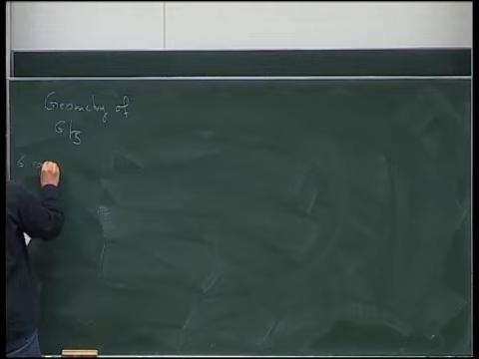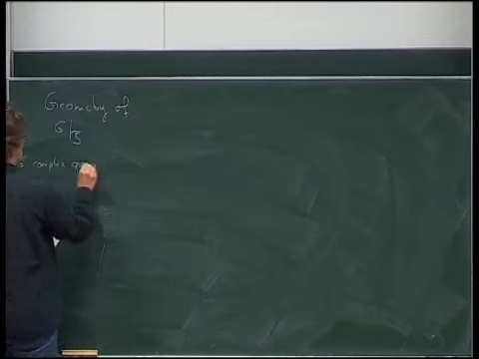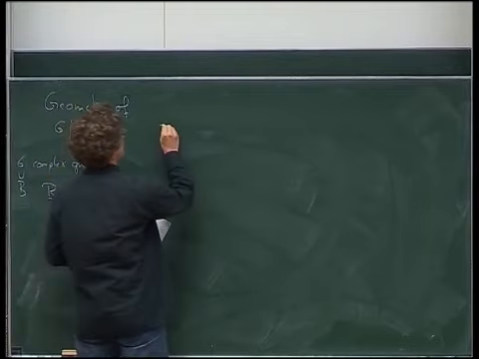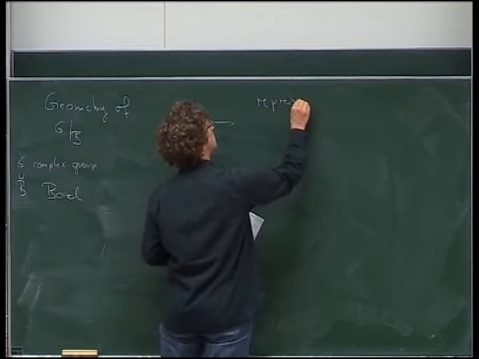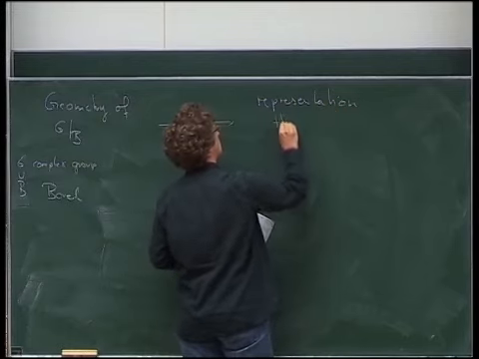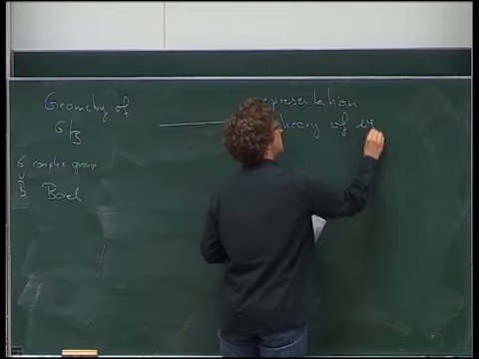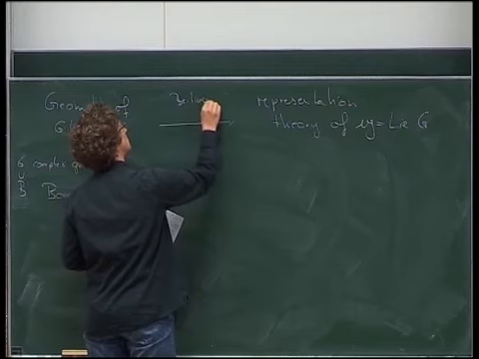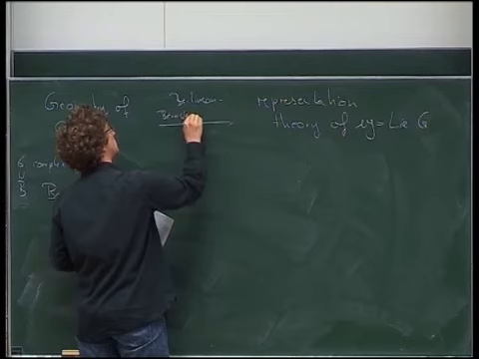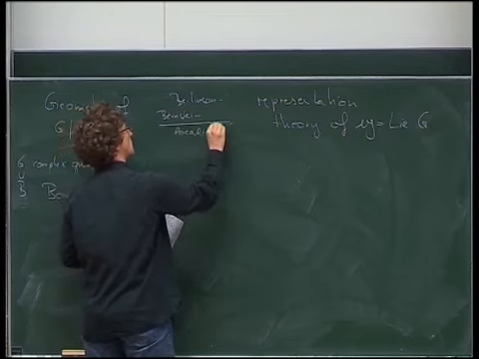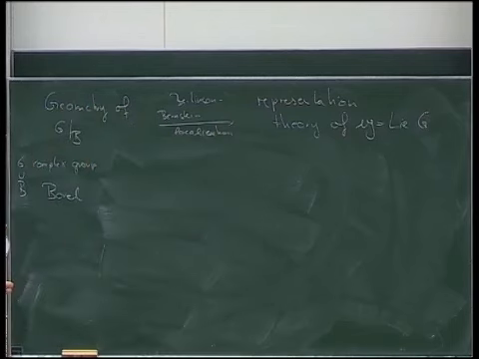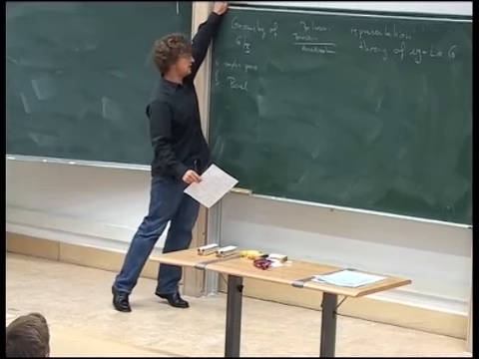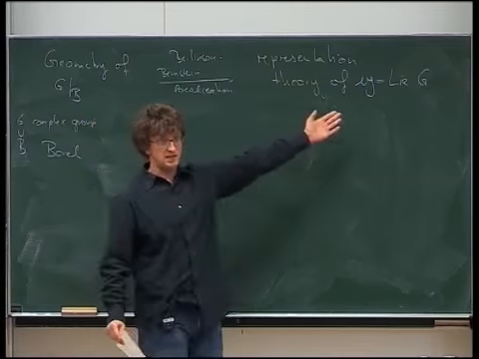G is a complex group, and B, of course, is a Borel subgroup. The geometry of G mod B is linked to the representation theory of the Lie algebra of G via the Beilinson-Bernstein localization, which is just the idea of realizing the Lie algebra in terms of global differential operators on this variety. And so you link D-modules to certain representations of G.